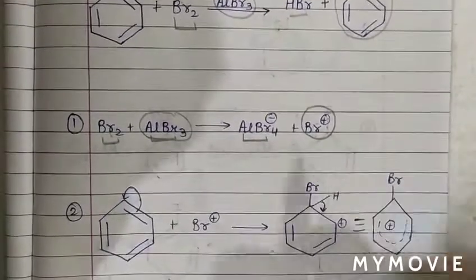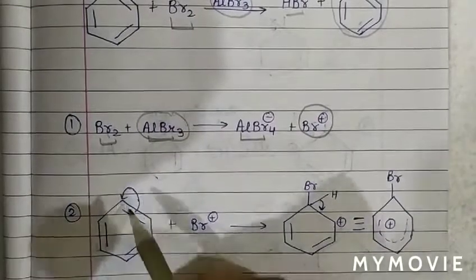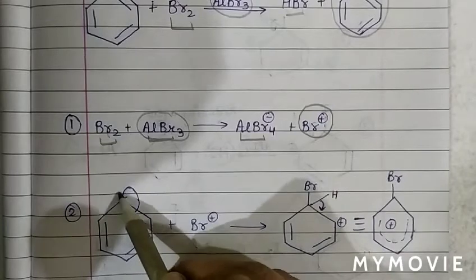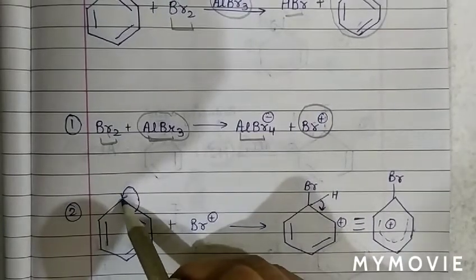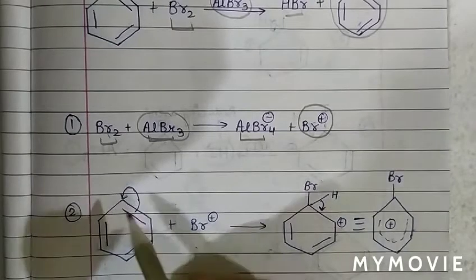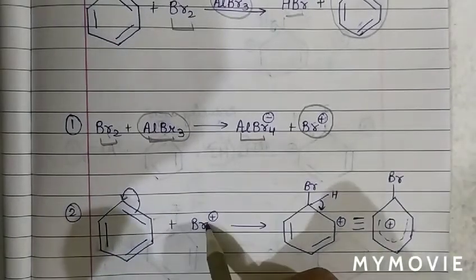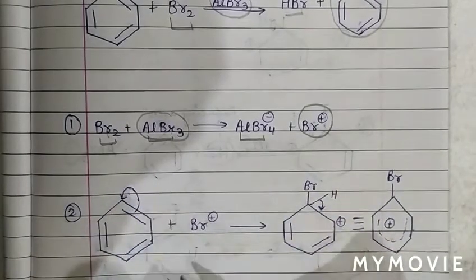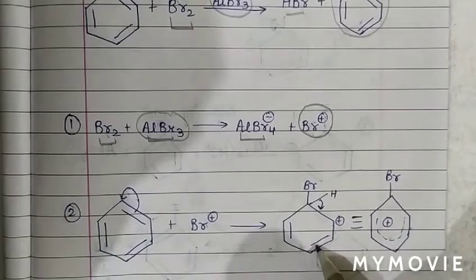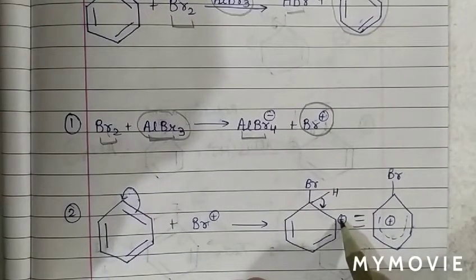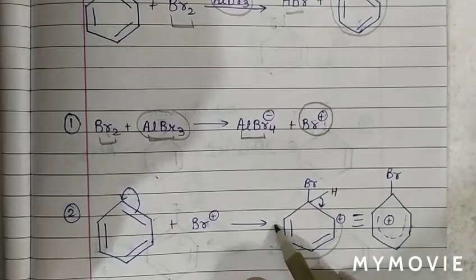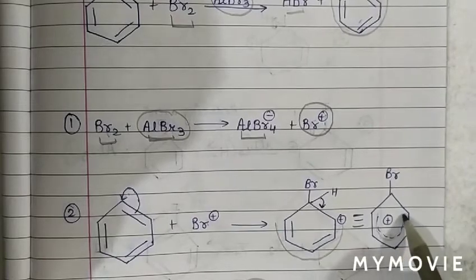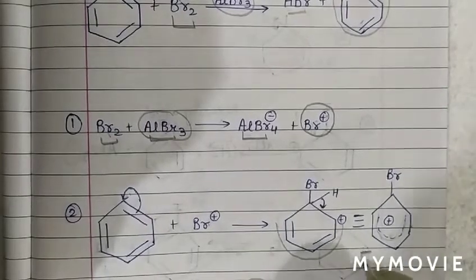As we have the benzene ring, this pi bond will break and the electron pair shifts onto this carbon atom, therefore negative charge on this carbon atom and positive charge on this carbon atom. Now bromine will attack on the negative part, so bromine attacks here, and there is also hydrogen, and on this carbon atom there is positive charge. Again we see resonance, so the positive charge is delocalized in the resonating structures. This complex we call the sigma complex.